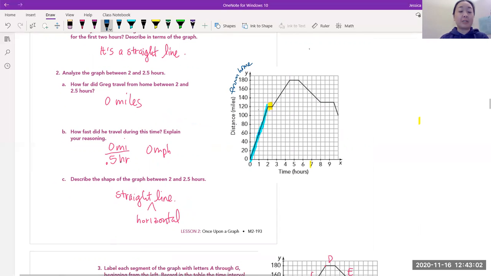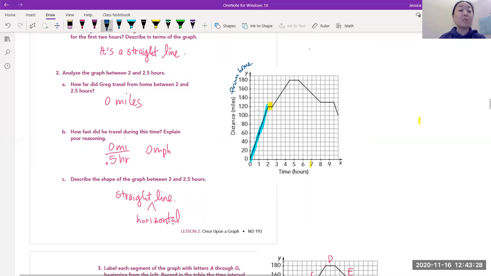And then how fast did he travel? Same idea, right? 0 miles over half an hour. A lot of you guys would just say zero miles per hour, right? But this is the math for that. This is the distance divided by the time, and we still get 0 miles per hour. So he was not going anywhere. So describe the graph between 2 and 2.5 hours. And we said, well, it's a straight line. Well, technically all of these are straight lines.